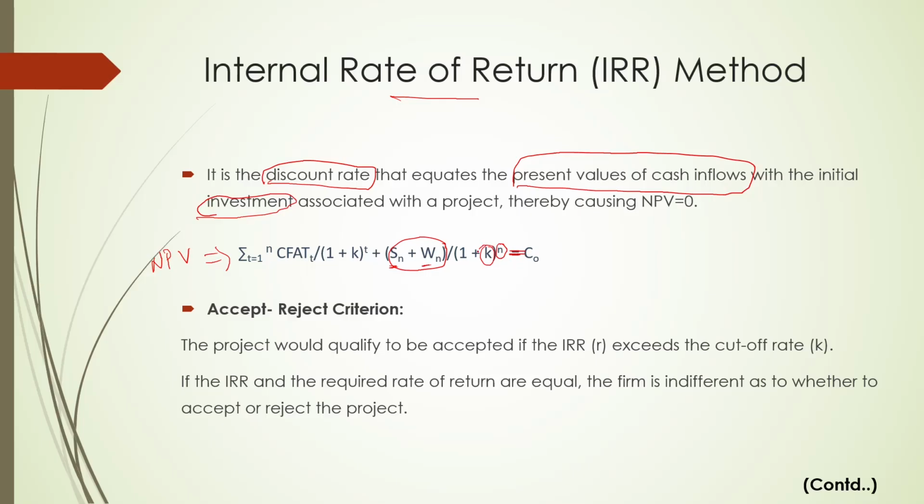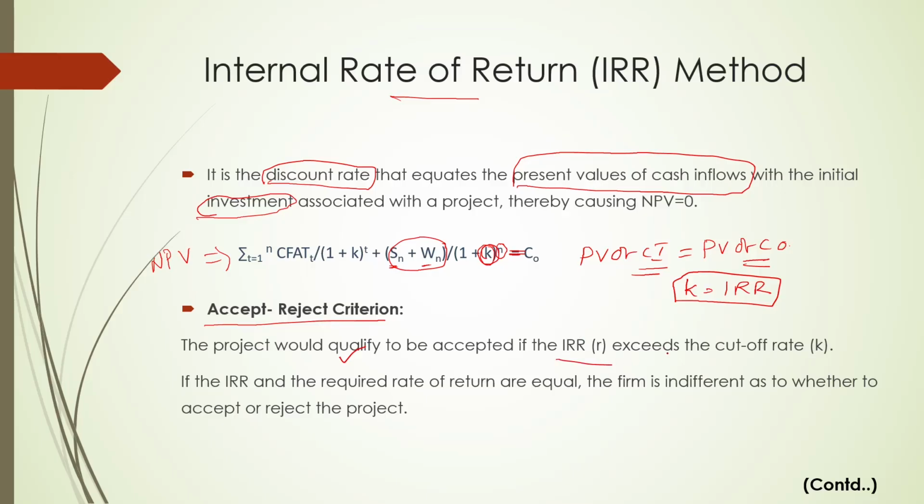At which rate, that is this k, is the present value of cash inflows equal to the present value of cash outflows? So the rate at which the present value of cash inflows is equal to the present value of cash outflows, that rate is called IRR. Clear?